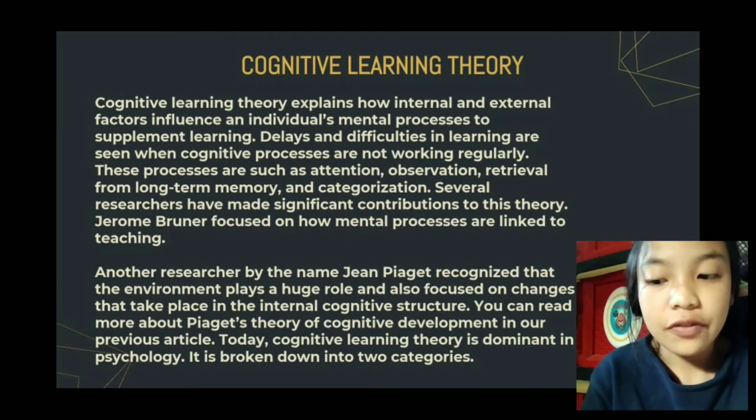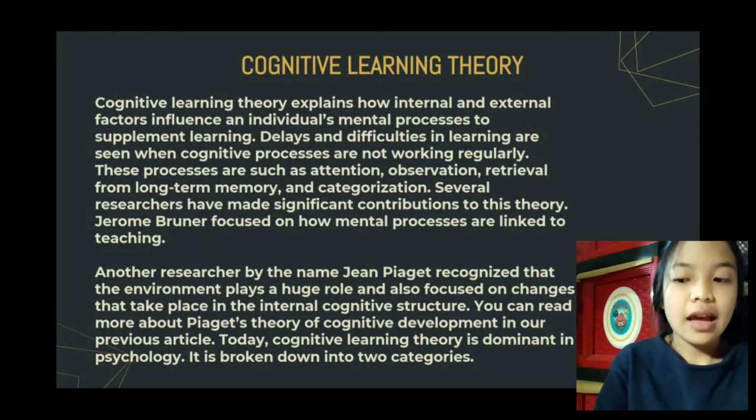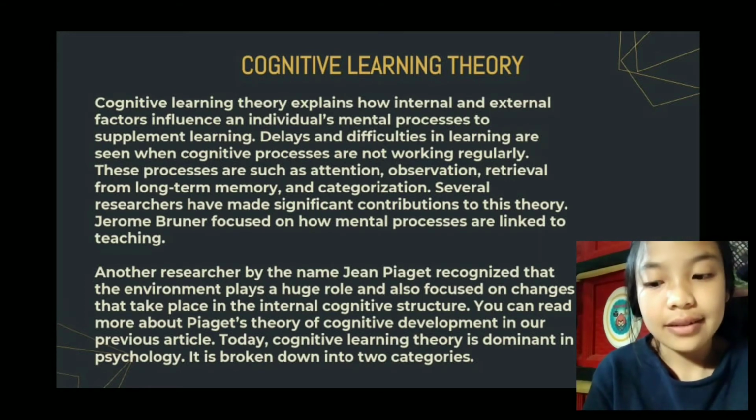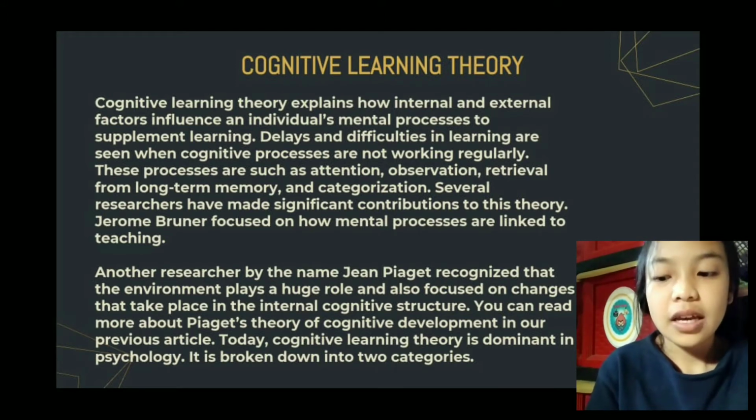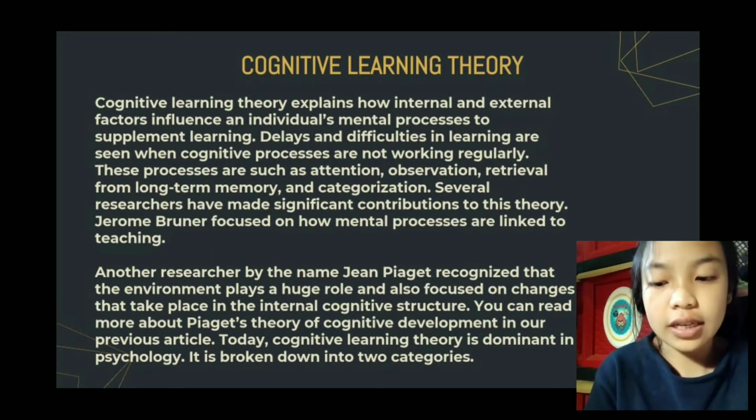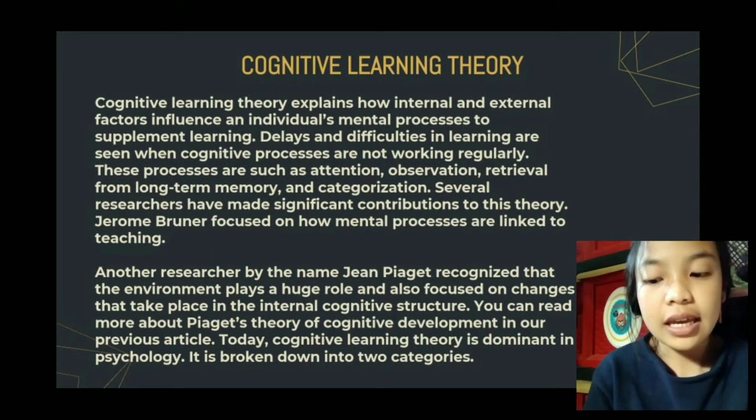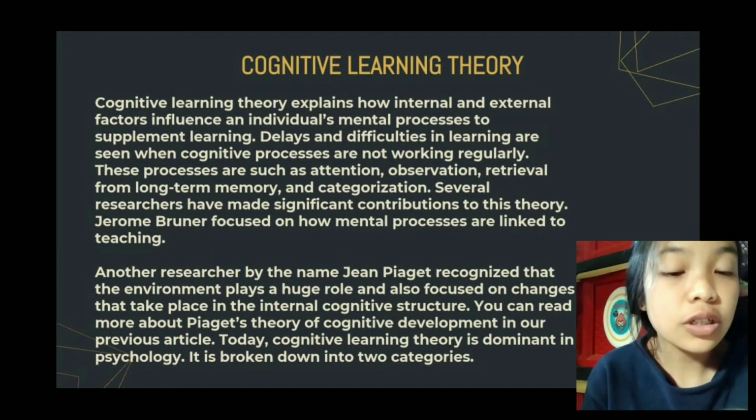Several researchers have made significant contributions to this theory. Jerome Bruner focused on how mental processes are linked to teaching. Another researcher, Piaget, recognized that the environment plays a huge role and also focused on changes that take place in the internal cognitive structure. You can read more about Piaget's theory of cognitive development in our previous article. Today, cognitive learning theory is dominant in psychology. It is broken down into two categories.